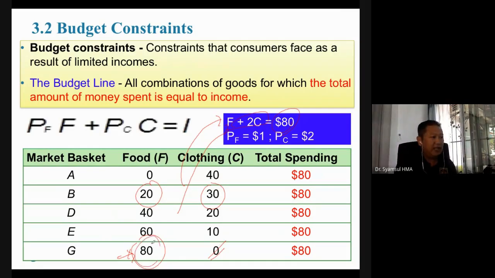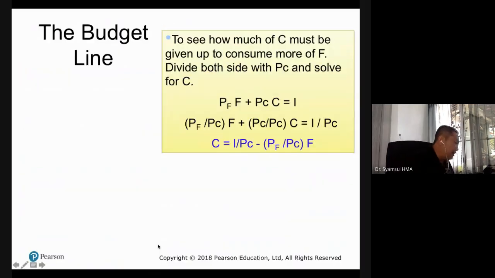They spend money. All guys do this, right? So all this money, all your income is spent on food, right? Okay. Now the budget line. From that combination, you can have a line, or what you call a budget line.